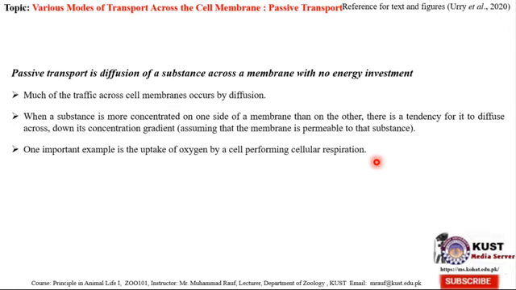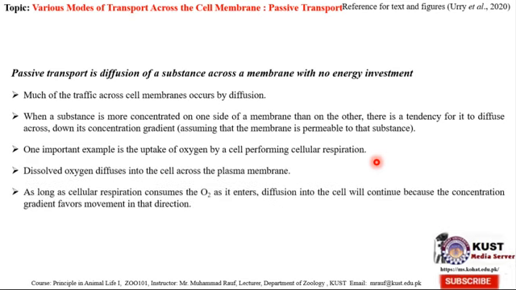So oxygen can directly diffuse into the lipid bilayer, but the only condition is that its concentration must be higher on the outside as compared to inside. Then it will travel inside the cell courtesy of its concentration gradient. Dissolved oxygen diffuses into the cell across the plasma membrane.